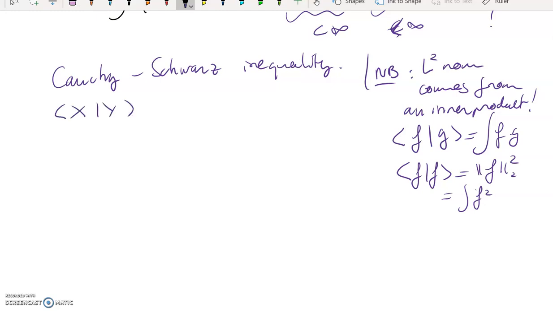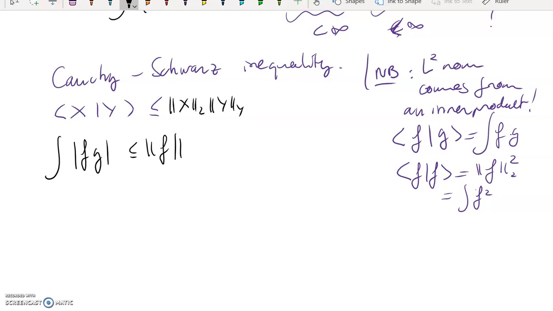So the Cauchy-Schwarz inequality works for all inner products. That's just going to be smaller or equal to the norm 2 of x times the norm 2 of y. So that means that in our case, the integral of the product fg is going to be smaller than the norm 2 of f times the norm 2 of g. So actually, it's a very usual proof that we did last year. I'm pretty sure we did that last year.